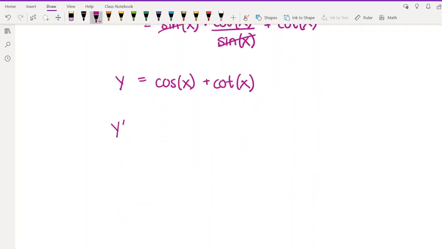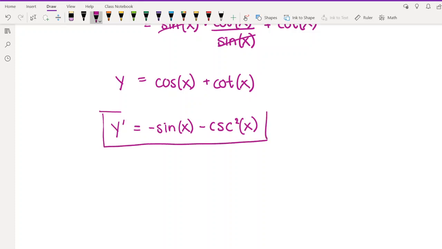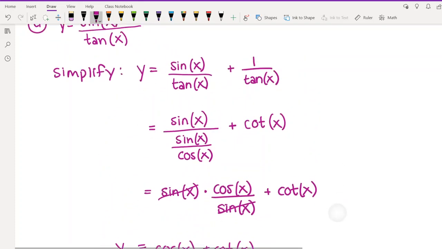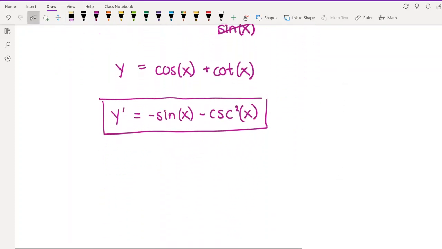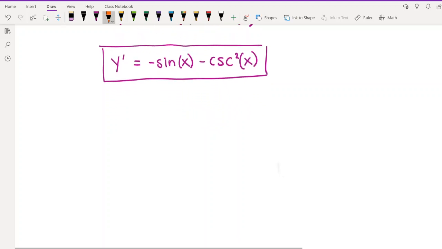So the derivative of cosine of x is negative sine of x. And then the derivative of cotangent of x, like I said, you might not remember this one, but it is negative cosecant squared of x. But like I said, if you did it instead as 1 over tangent, that would be pretty easy. You're totally welcome to use the quotient rule, but I think you would probably have a little more difficulty getting your answer sufficiently simplified.